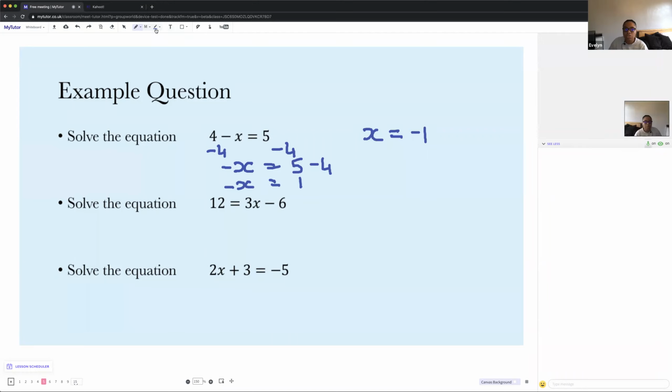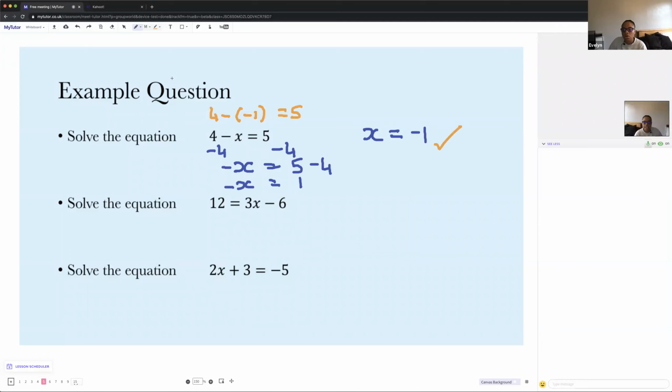And remember, just to check, put it back into the equation. So what is 4 minus 1? Well, minus and a minus makes a positive, so it would be 4 plus 1, and 4 plus 1 is 5. So we've gotten our correct solution. So remember, always check your answers at the end as well.